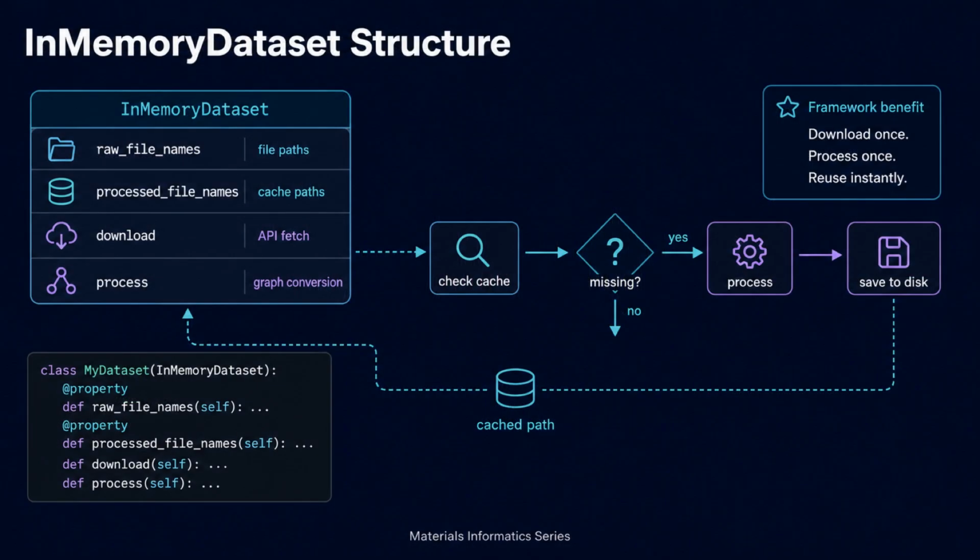PyTorch Geometric's in-memory dataset class provides a structured way to create custom datasets. You implement 4 key components. Raw file names and processed file names define the expected file paths, download fetches and saves raw data from the API, and process converts raw data to PyG data objects. The framework automatically manages caching, so processed data is saved to disk and loaded quickly on subsequent runs.